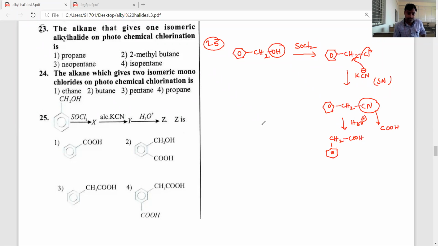What is its IUPAC name? Option C is correct. Its IUPAC name: it has 2 carbons, and at the second carbon a benzene ring is present. That's why it is called 2-phenyl ethanoic acid. Okay. Let's go for the next, the 26th question.